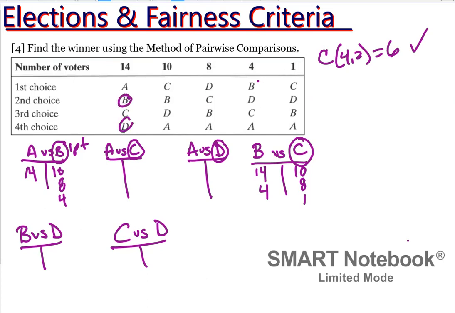B versus D, 14 votes go to B. B versus D, 10 votes go to B. That is above the 19 needed for a majority. There's no way for D to win, so B is the winner there. And now we can go to C versus D.